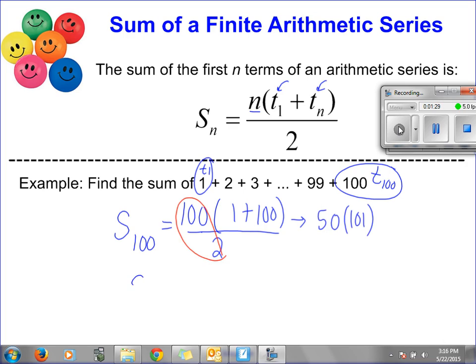So we are still getting that the sum of the first 100 terms in this series is going to be 5,050. But that's a quick example of how to use this sum of a finite arithmetic series.